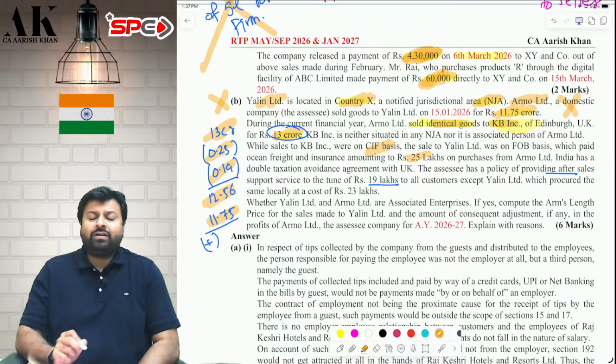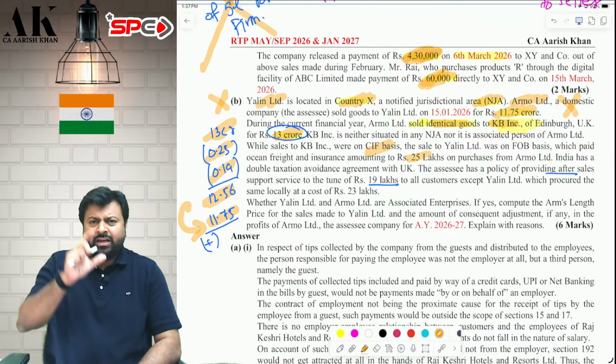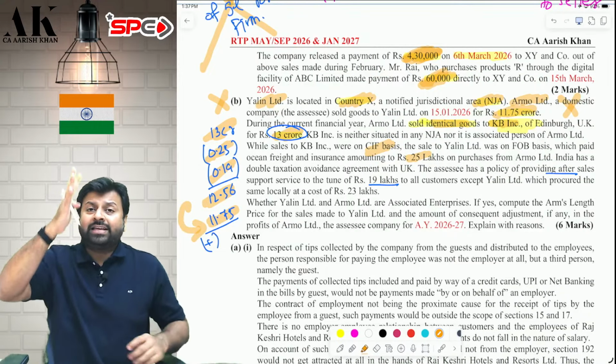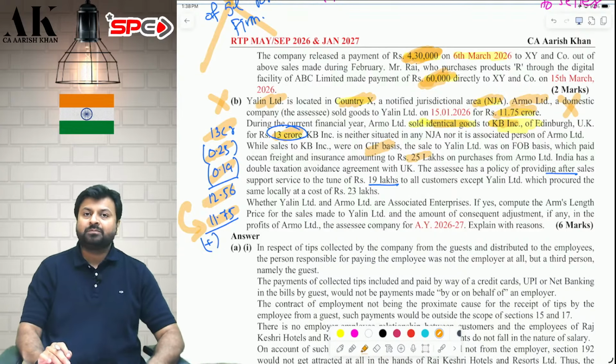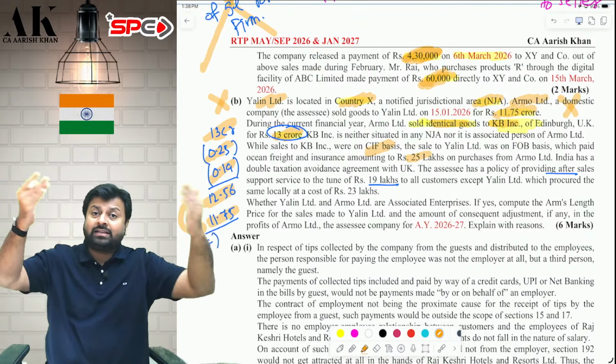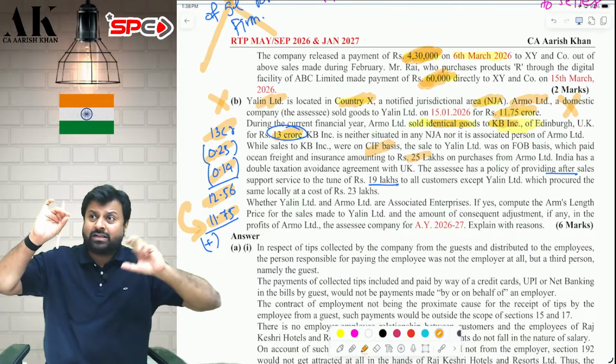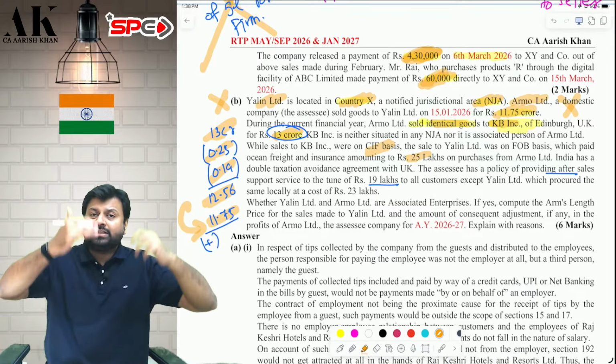What is your actual price? 11.75 lakhs. Sir, shall I check 3% margin? No. For NJ people, 3% margin should not be checked. 3% margin is there now. If there are less than 6 items, then you have to check the 3% margin between your actual price and arm's length price. For NJ people, that is not there.